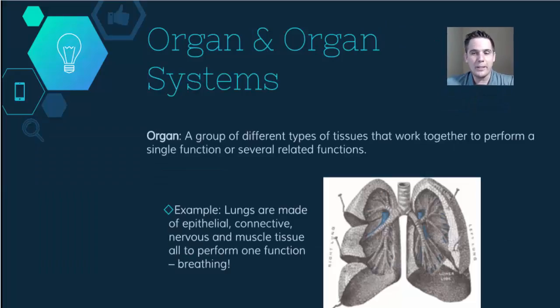An organ is a group of different types of tissues that work together to perform a single function or several related functions. For example, your lungs are made of epithelial tissue, connective tissue, nervous tissue, and muscle tissue, all working together to perform one function: breathing. If any one of those tissues doesn't do its job, you stop breathing.